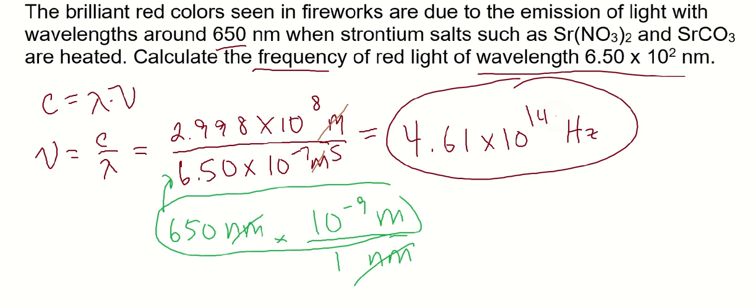Now I said 3 sig figs because even though this number could look like it has 2, written in scientific notation, we know every digit in the coefficient, the 6, the 5, and the 0, are all significant. Therefore, our calculated answer should also have 3 significant figures.